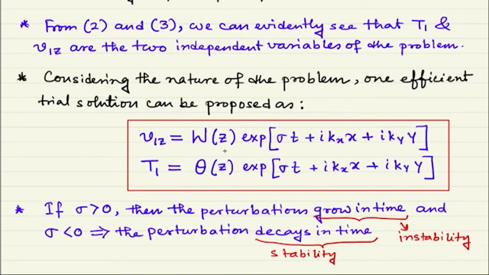Now here we will see that the solutions for V1Z and T1 have this type of nature. I am talking first for the case of V1Z. The solution will be equal to some function capital W, which is a function of Z only, because mostly the convective motion will take place along the z direction.